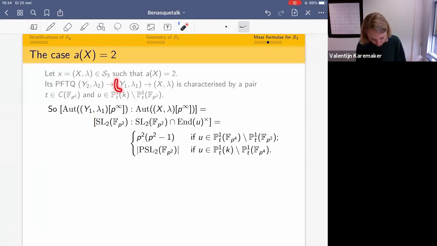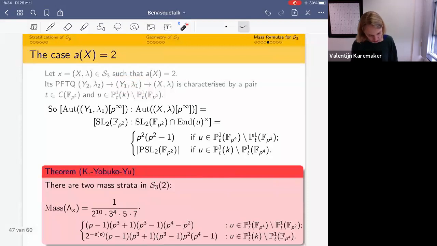We can show that this y1 is not principally polarized, but it is superspecial. So we're going to need the second point of the superspecial mass that I showed you. So we have that superspecial mass. Here we have the comparison factor, and then we just put the things together. So that gives us the mass formula here.